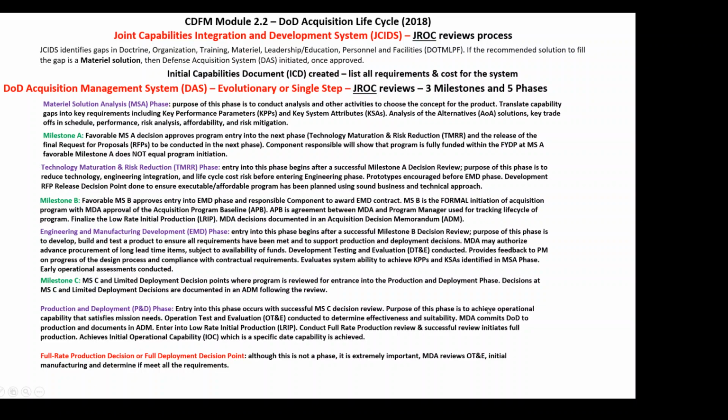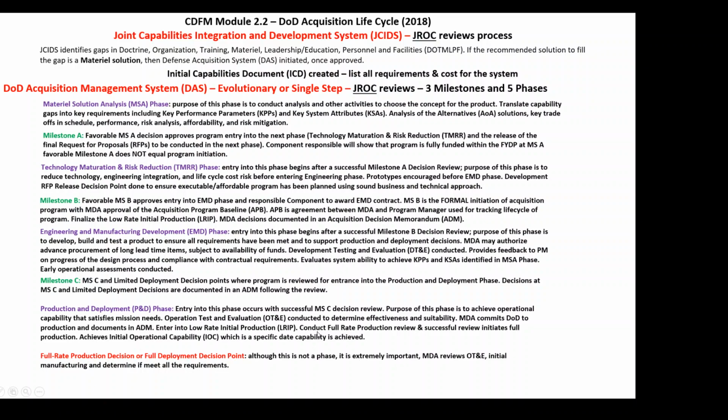Purpose of this phase is to achieve operational capability that satisfies the mission needs. Operational test and evaluation is conducted to determine the effectiveness and suitability. Milestone Decision Authority commits the DoD to production. Now we're committing to the full production, actually not full rate. We are committing to development of, here we go, low rate initial production, the LRIP. Now we start producing that low rate.